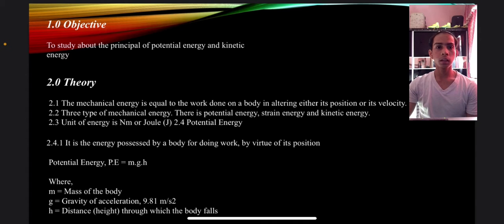Next, potential energy is the energy possessed by a body for doing work by virtue of its position. So here is the formula: PE equals mgh. PE stands for potential energy, m stands for mass of the body, g stands for acceleration of gravity, which is 9.81 meter per second square, and h stands for height, the distance through which the body falls.